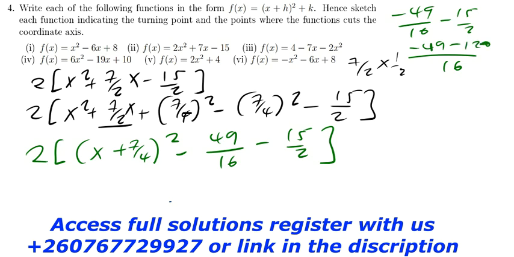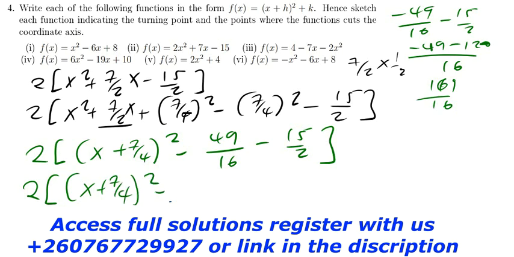So what is 120 plus, same as plus 49? Okay, plus 49, that should be 169 divided by 16. So what I have now is 2x plus 7 over 4 squared minus 169 divided by 16. Okay, so what do we do now?